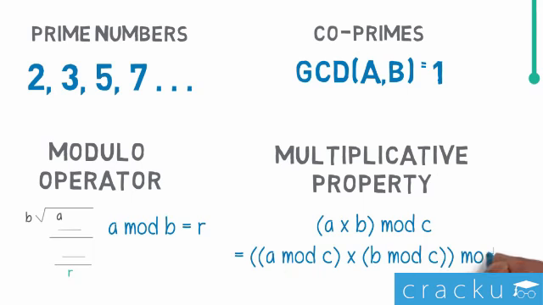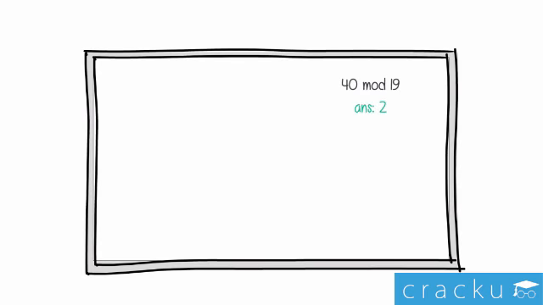By using this property, we can break down the numerator into its factors and find the remainder for each individual factor. Once we have the remainders of the subparts, we can calculate their product and find the remainder when the product is divided. For example, suppose we have to find the remainder when 40 is divided by 19. Well, this is easy. 19 2s are 38 and hence the remainder is 2.